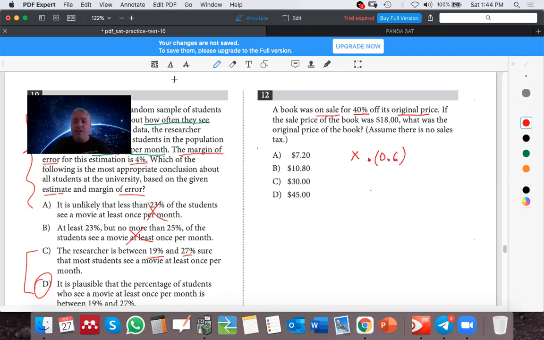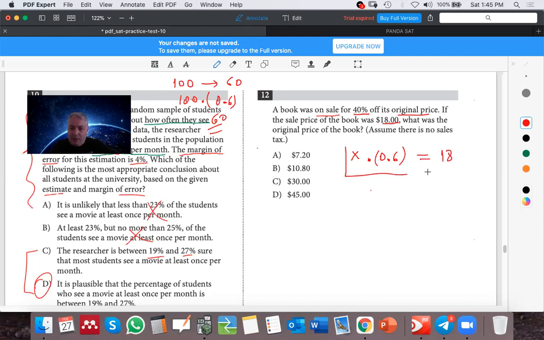For example, if the normal price is 100, 40% off means you are paying 60. Why? 100 times 0.6 will be 60. Is this clear? I am not using the 40. I am using the remaining part. So after the discount, the remaining part is 60%. So 0.6 times X means 60% of the number. Good. If the sale price of the book was 18, what was the original price of the book? So this is now the sale price after the discount, which is $18.